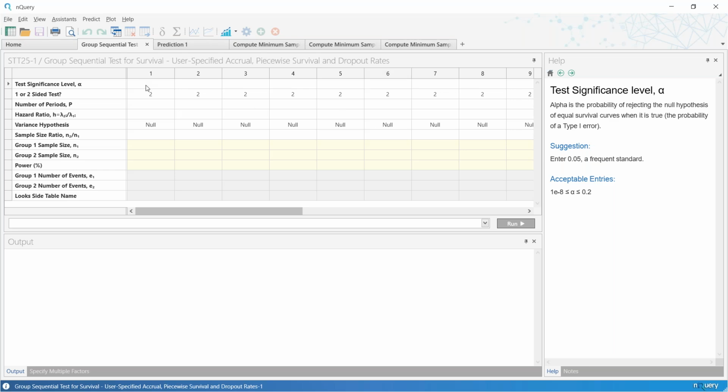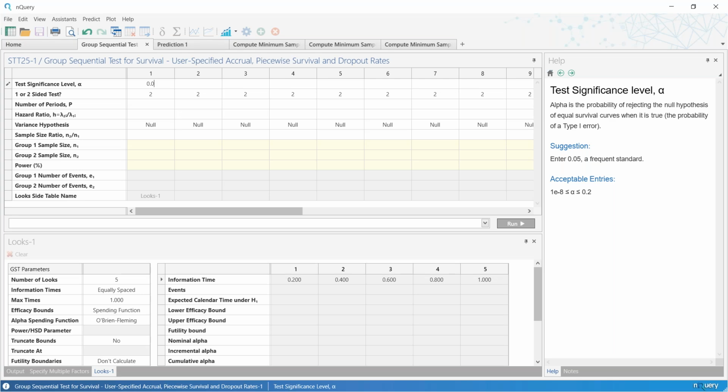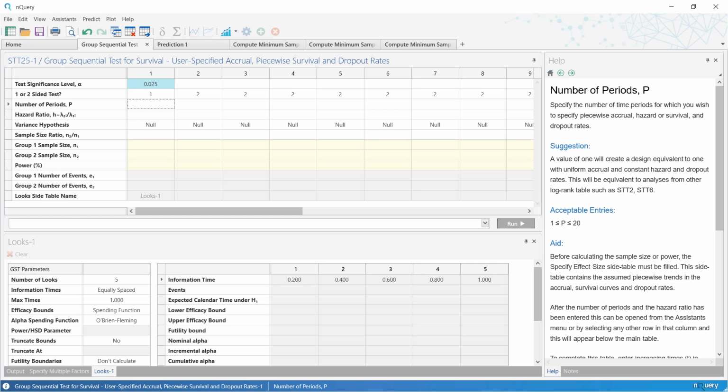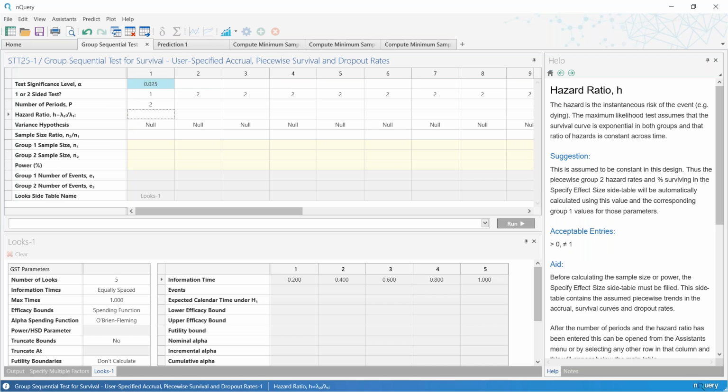So we'll specify the things that are quite easy that we kind of have from before. So we saw there's a one-sided 0.025 significance level, and we're going to specify 2 periods for our table because we want to have one period where accrual happens and then one period for the post-accrual period. So from 0 to 24 for when accrual happens, assumed to be uniform in the original sample size calculation, and then the remaining 6 months where accrual does not occur. And we'll get our hazard ratio in a moment.